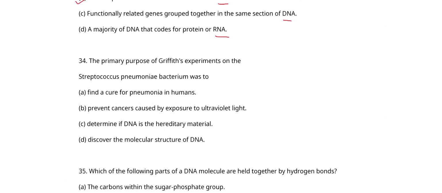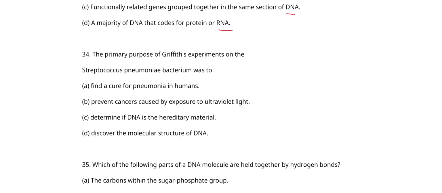Next question, that is 34. The primary purpose of Griffith's experiments on the Streptococcus pneumoniae bacterium was to: A. Find a cure for pneumonia in humans; B. Prevent cancers caused by exposure to UV; C. Determine if DNA is a hereditary material; D. Discover the molecular structure of DNA. The answer will be A, that is to find a cure for pneumonia in humans, because Griffith was a physician trying to find a way to effectively treat or cure pneumonia. Nothing much was known about the structure or function of DNA at the time he did his work.